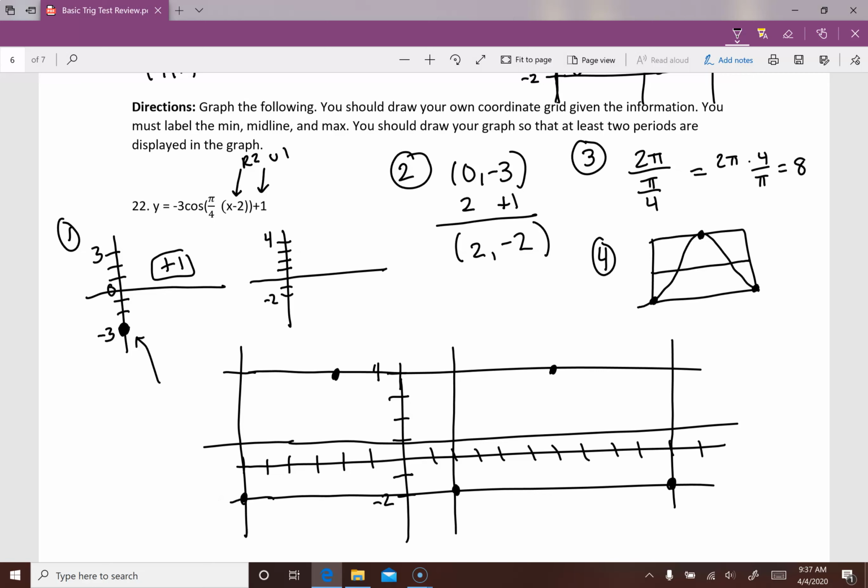Oop, missed that one up. Okay, I tried my best. There we go.